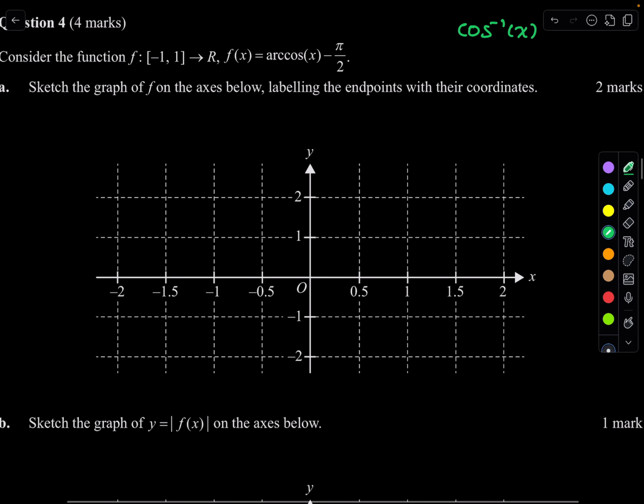What does it really look like? Well, it starts off at 1, so the coordinate is (1, 0). It passes through pi on 2, like this. And the other endpoint is (-1, pi). So imagine pi, which is, let's say this is 3, it's around here. So it would pass through pi on 2, which is close to 1.5, let's say. Just something that looks like this. But this is the graph of just cos. It goes like that, and then like that. This is what a cosine looks like.